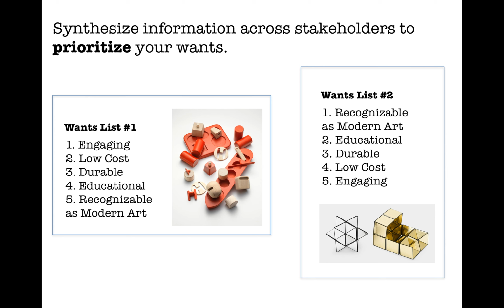Contrast that with what would be designed if this were my list. If I bumped this recognizable as modern art all the way up to the top, I might get something that is very tied in. This is actually directly linked out of my benchmarks from a piece of modern art called a Yashimoto cube. This is almost exactly like the artist's work, but it is not super durable. It's definitely expensive, and questionable on the engaging for the age group that we're talking about. So this slide is just to remind you that the ordering of your wants really, really matters.